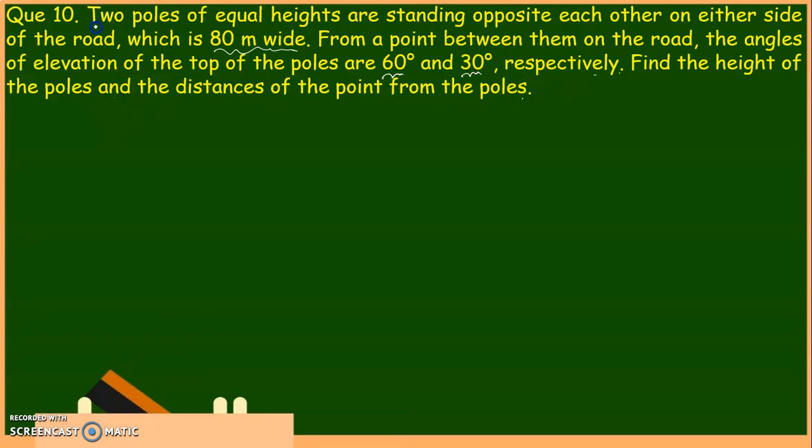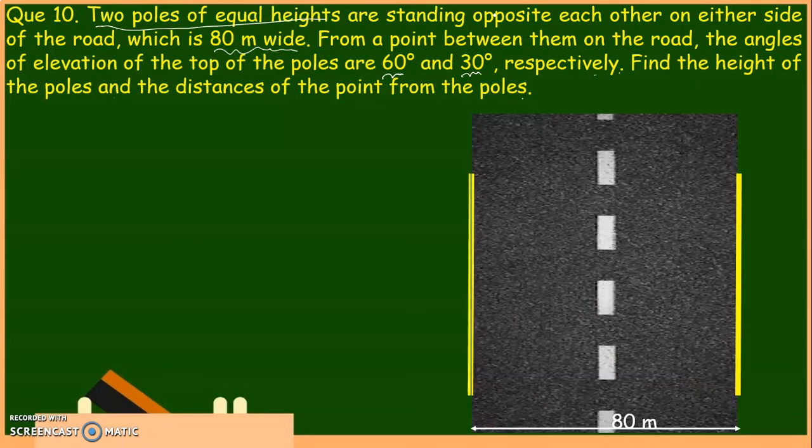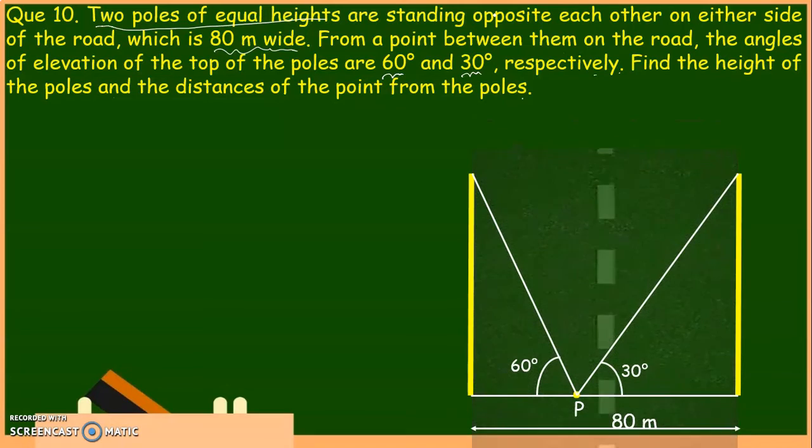So we have two poles of equal heights. Let's say here this is the road and on the opposite sides of the road we have two poles of same height. And here the point on the road, let's say this is point P. So from point P, the angle of elevation of one tower is 30 degree and another tower is 60 degree. That is given to us. The length of the road is given 80 meter.